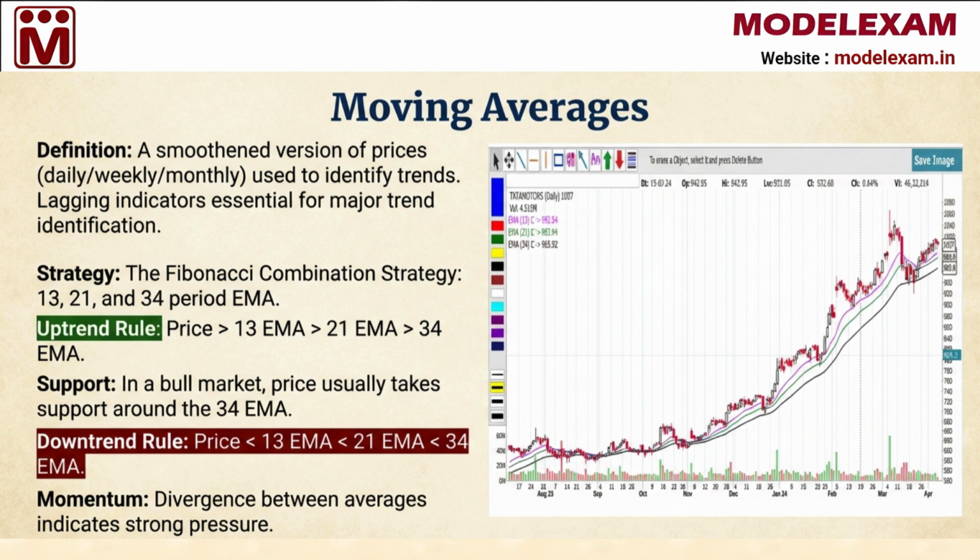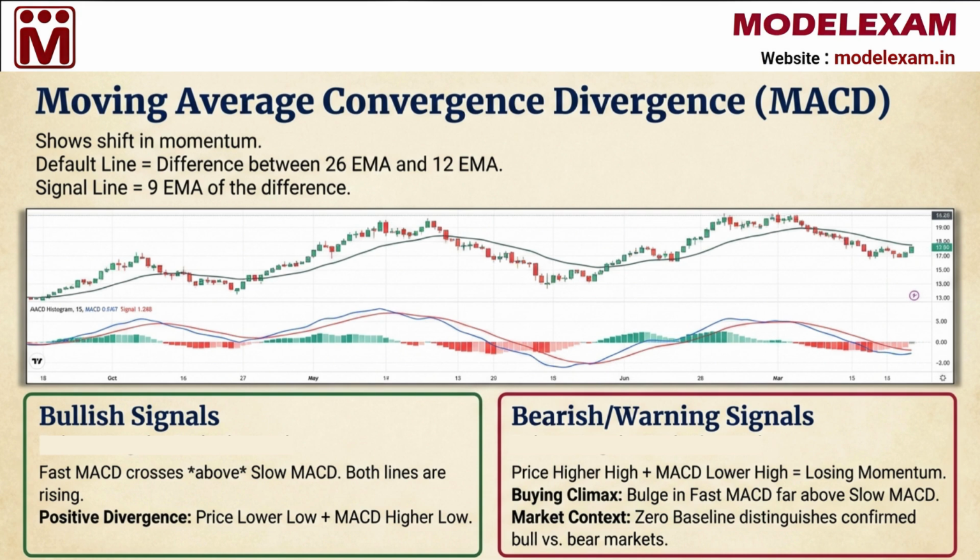If the price is greater than the 13 EMA, which is greater than the 21 EMA, and that is greater than the 34 EMA, you are in an uptrend. In this scenario, the 34 EMA acts as a support level where prices often bounce back up. Conversely, if the price is below these averages, you are in a downtrend, and the 34 EMA acts as a resistance ceiling.